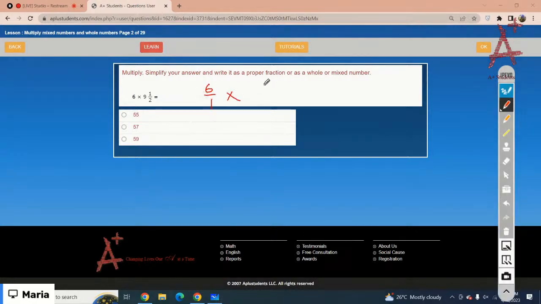It would be 6 over 1 times 2 times 9 plus 1 over 2. Got it? 18 and 1, 19 over 2. Got it? Here you have 6 and here you have 2. You can divide them by a common number, that would be 2. So 2 times 3 is 6 and 2 times 1 is 2. Here you have 3. So 19 times 3 is 57. So the correct option is 57. Got it? The correct option is 57.